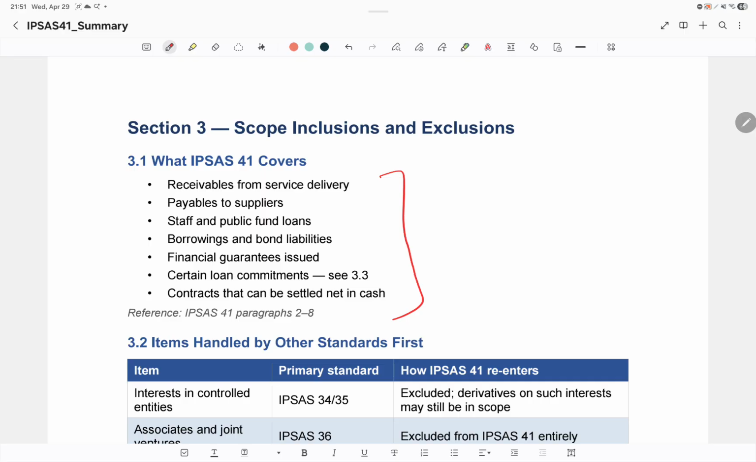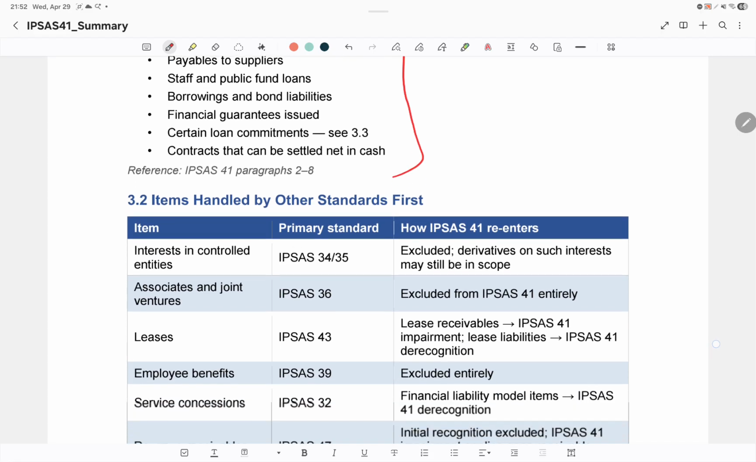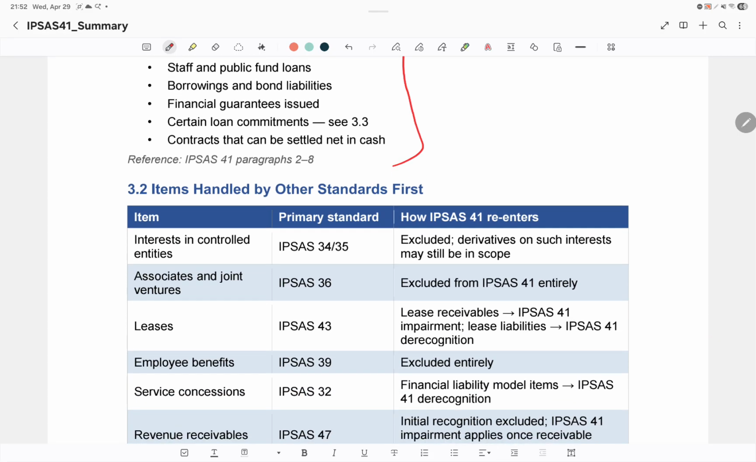if they don't pay, you will pay on their behalf. Certain loan commitments, where government commits to farmers, for example, that they will give them a loan. Such commitments, contracts that can be settled in net cash, those hedging and derivatives. So items handled by other IPSASs are the exceptions.